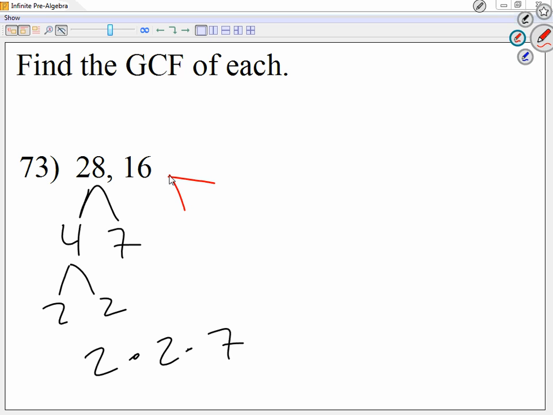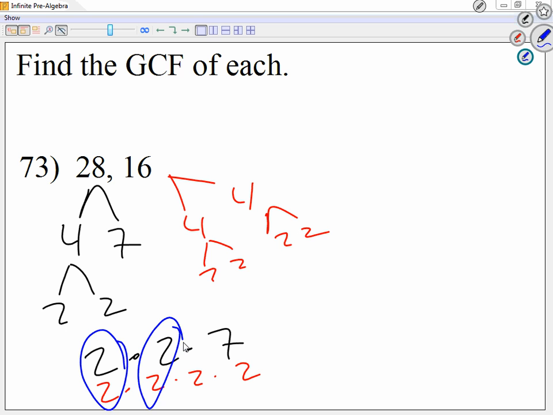For 16, let me go 4 times 4. And each of my 4s, I'm going to split as 2 times 2. So I finish with 2 times 2 times 2 times 2. I see what they have in common. They have a 2, then they have another 2. So multiply what they have in common, and I'll finish with 4. So 4 is the biggest number that goes into both of them. That's what greatest common factor means. So write it in prime factorization, see what they have in common, and multiply what they have in common.